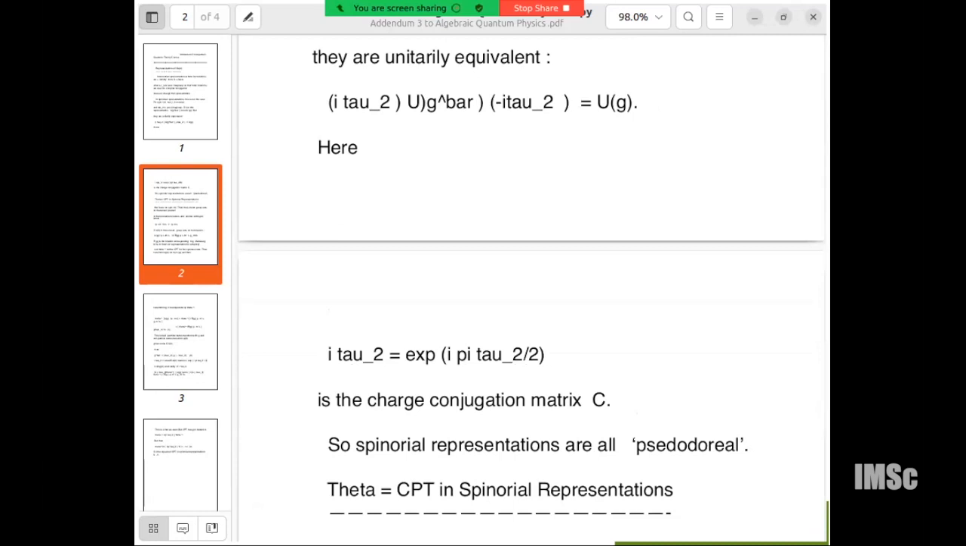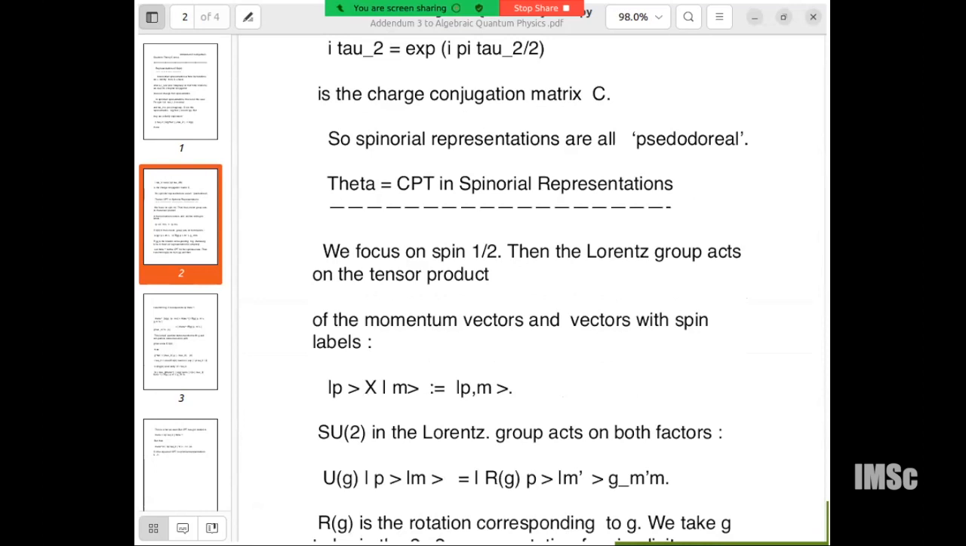So let me see what happens to CPT. CPT I call theta. To be neutral about C, I call it CPT, theta. We know what theta does on tensorial representations. On a spinorial representation, this theta is going to act on the tensor product of the momentum space with something carrying spin. And the SU(2) will act on both the factors.